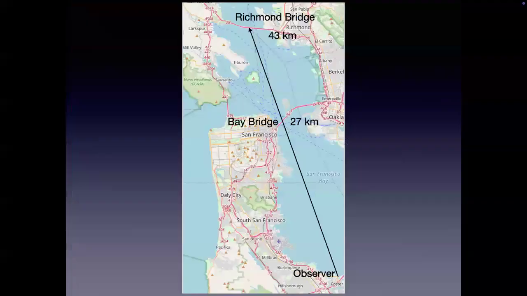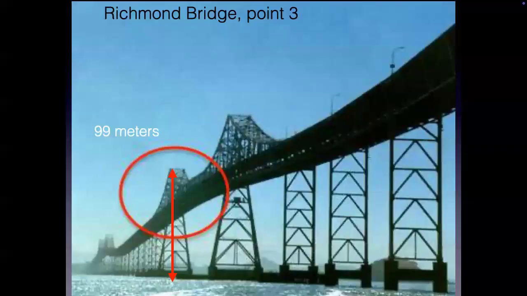Let's see. All right, so we have no choice. It points to that particular tower of the Richmond Bridge, second from the west.